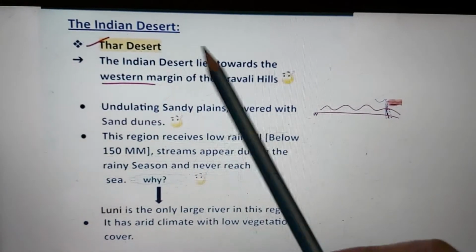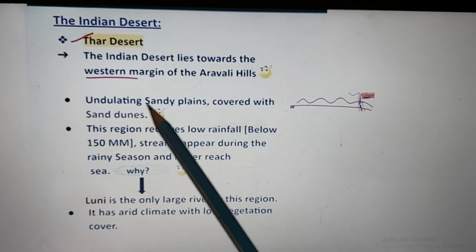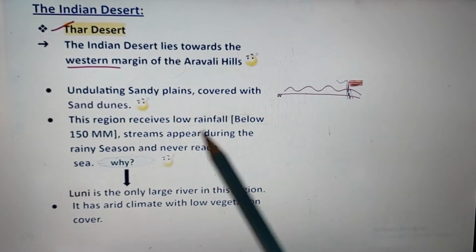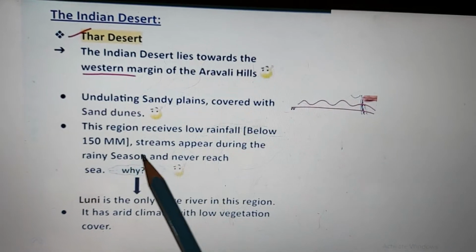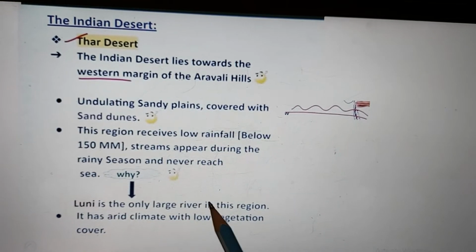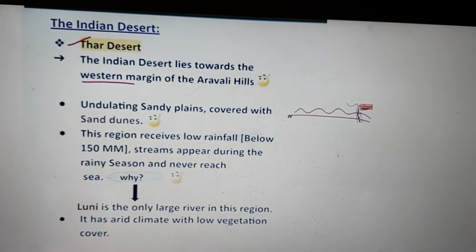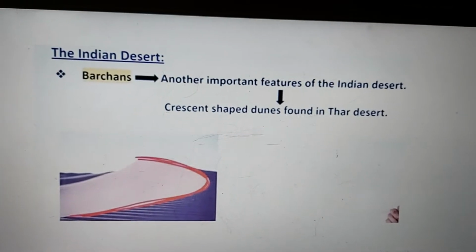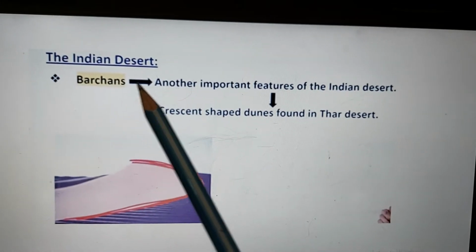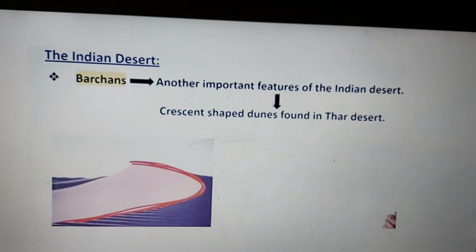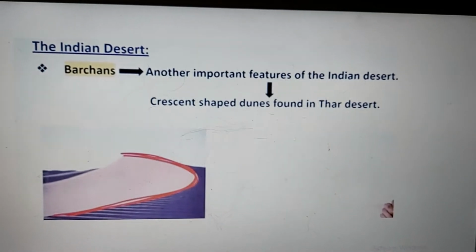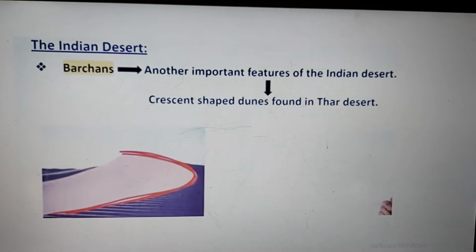So the Thar desert lies towards the western margin of the Aravalli Hills. It has undulating sand plains covered with sand dunes. I told you, undulating means highs and lows. It receives very little rainfall, below 150 mm, and streams that appear during the rainy season never reach the sea. And Luni is the only large river in this region. It has an arid climate with low vegetation cover. And the most important feature of the Thar desert is that we have crescent-shaped dunes called Barkhans or Barchans. Okay, so you can see the wind direction. It blows this way and then forms this crescent-shaped sand dune.